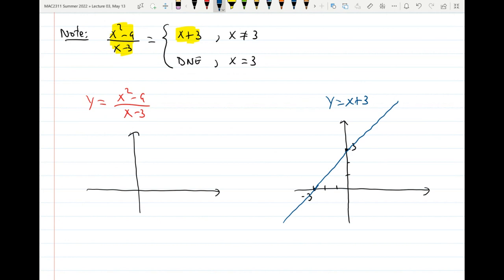Why? Because when x is 3, it's not defined. So it's exactly the same. 1, 2, 3. But then there is a hole. So we're gonna have a hole at 6, right? This one right here is 1, 2, 3. And this is the point 3, 6. So our function is the same as the blue function x plus 3. It's just that our function has a hole at the point 3, 6 and the blue function doesn't.